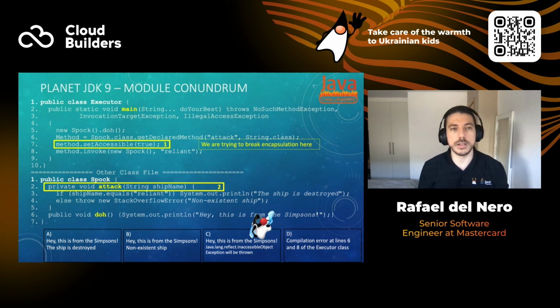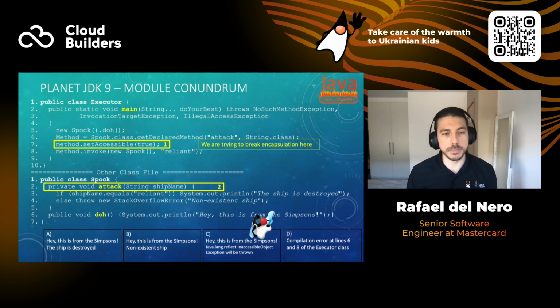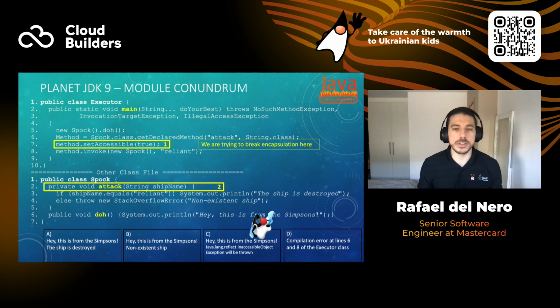Obviously, yes, you can invoke the public method because, like I showed in the previous slide, one module is using the other, so it's fine. It's exporting everything it needs. So you can invoke the public method. But when you try to break encapsulation, that's where the problem is. So we have the inaccessible object exception.